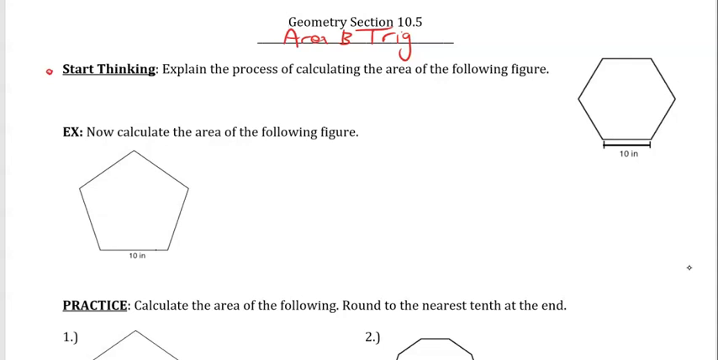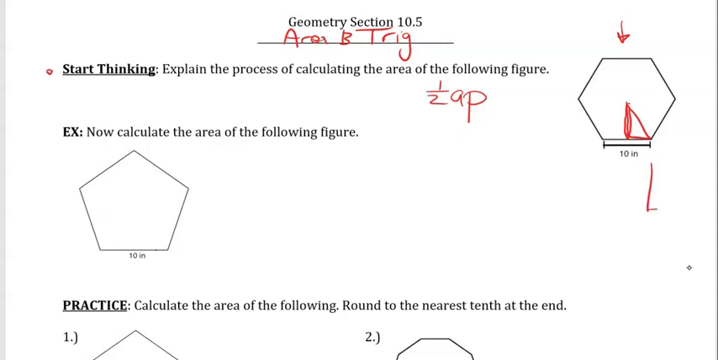It says, explain the process of calculating the area of the following figure. First things first, this thing is a regular hexagon. What is the formula for the area of a regular hexagon? 1/2 A P. Fantastic. Now, when we look at this one, we've got that 30, 60, 90 embedded into our figure.